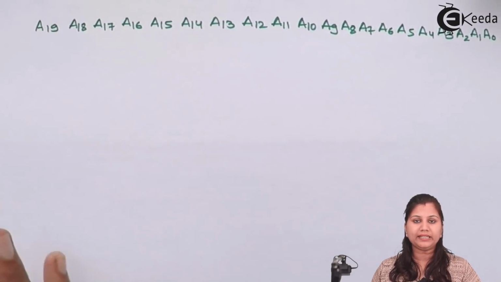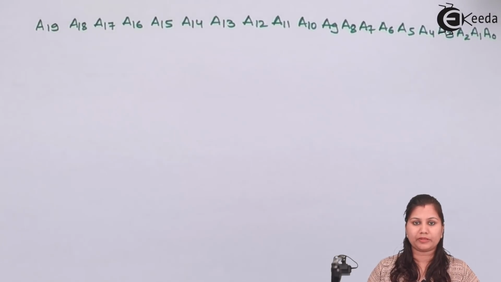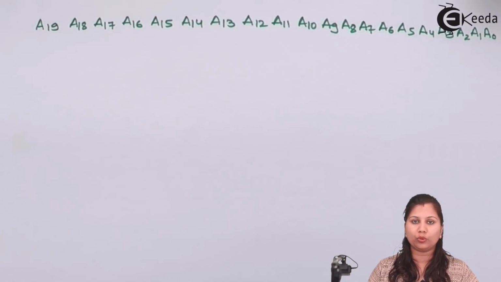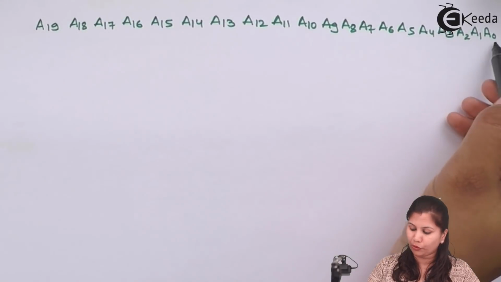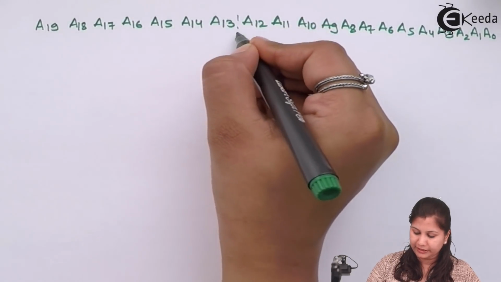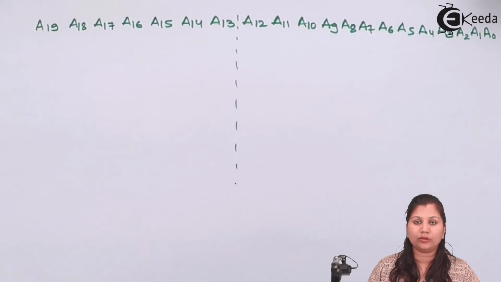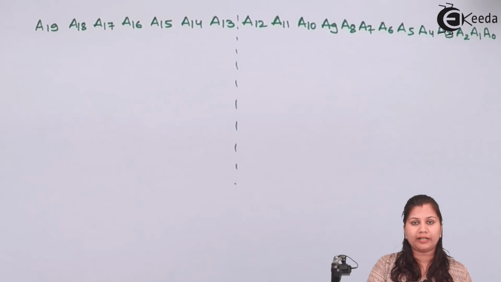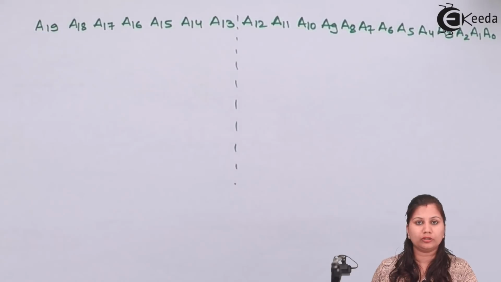So there are 20 address lines of the microprocessor. Out of these 20 address lines, we have to use only 13 address lines, so from A0 to A12 will be used by us. Now we are having two memory chips for the RAM and two memory chips for the ROM.